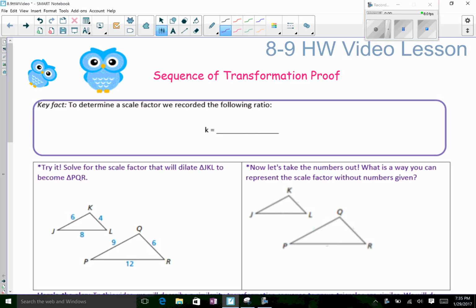In this lesson, we're going to be looking at how we can write sequence of transformation proofs, very similar to the sequence of rigid motion proofs that we had done earlier this year and you saw in preparing for your midterm. In order to write a sequence of transformation proofs, though, we do need to get some key details down.